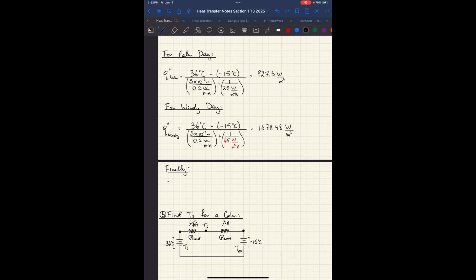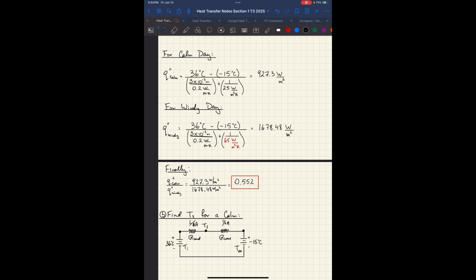Finally, in part A, they just wanted you to take the ratio of the two. So we can just go ahead and do that. Basically, it's Q flux calm over Q flux windy. So basically you get 927.3 watts per meter squared, and then we divide by 1678.48 watts per meter squared, so this becomes 0.552. Okay? Relatively straightforward.